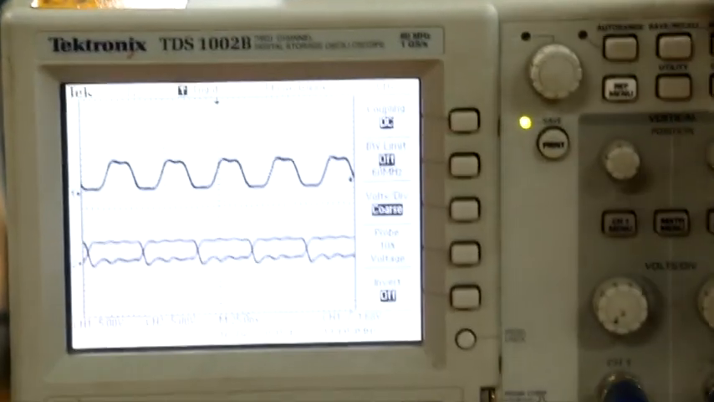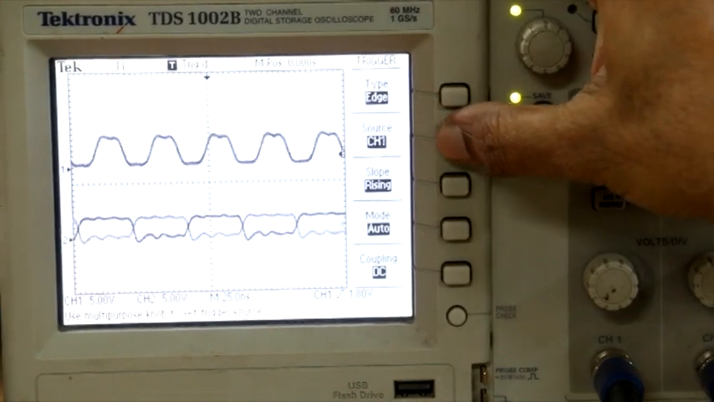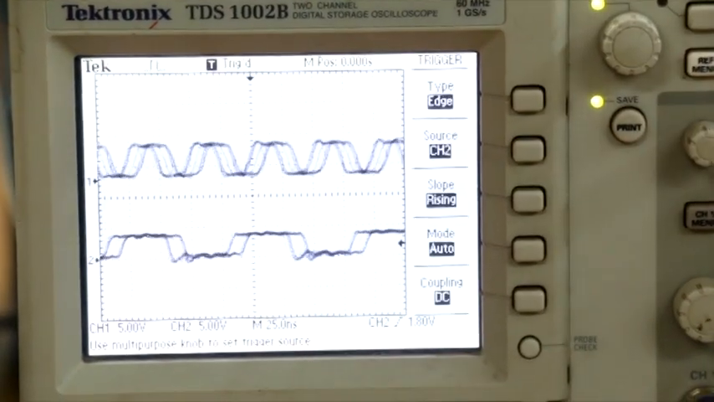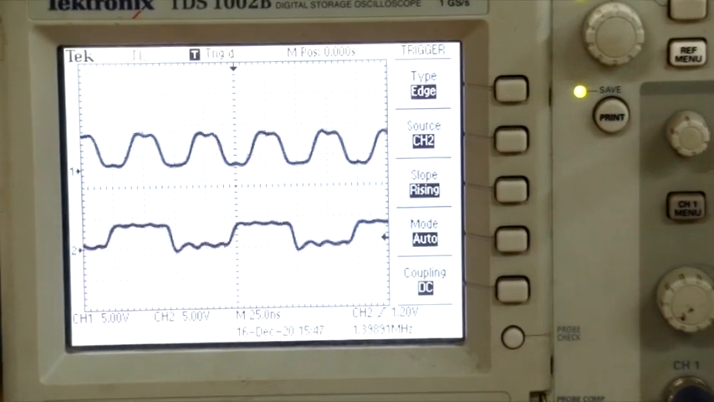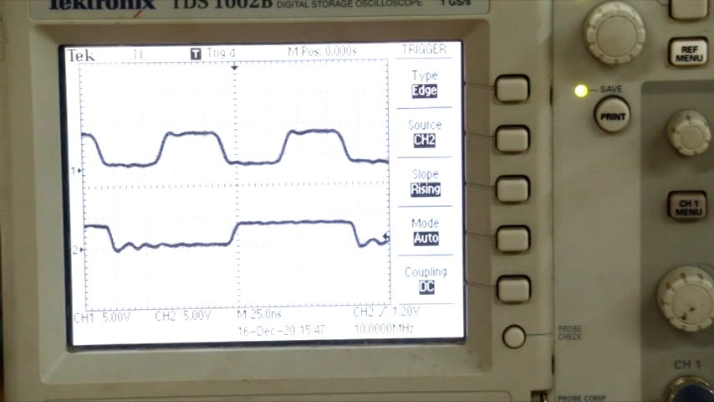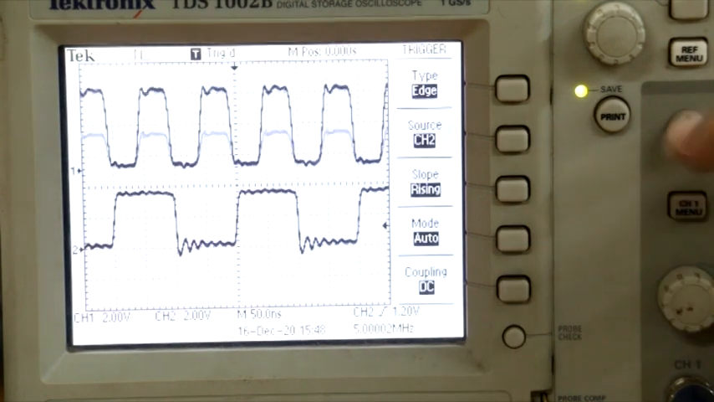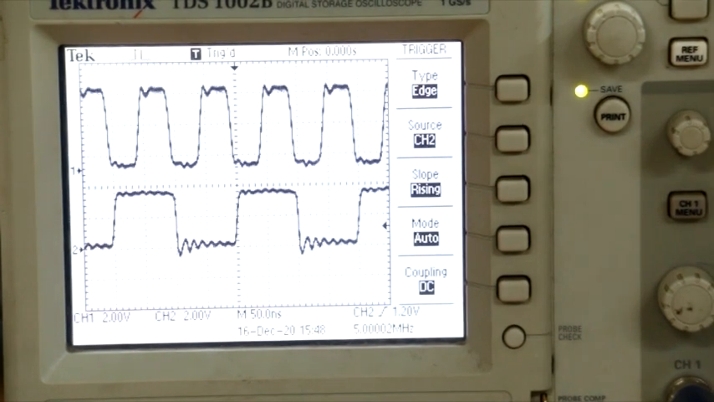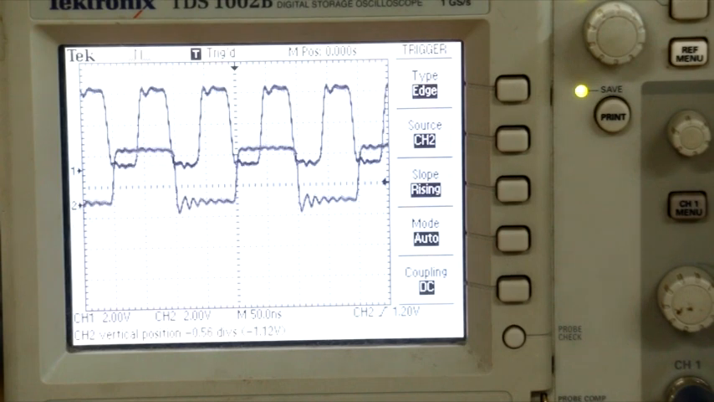So let me change the triggering to channel 2. Let me reduce the frequency to 10 megahertz to make it more clear. Okay, now the frequency is 10 megahertz. Now what I want to show you is that I want to measure the propagation delay. So let's adjust it. Okay, so you are able to see now.